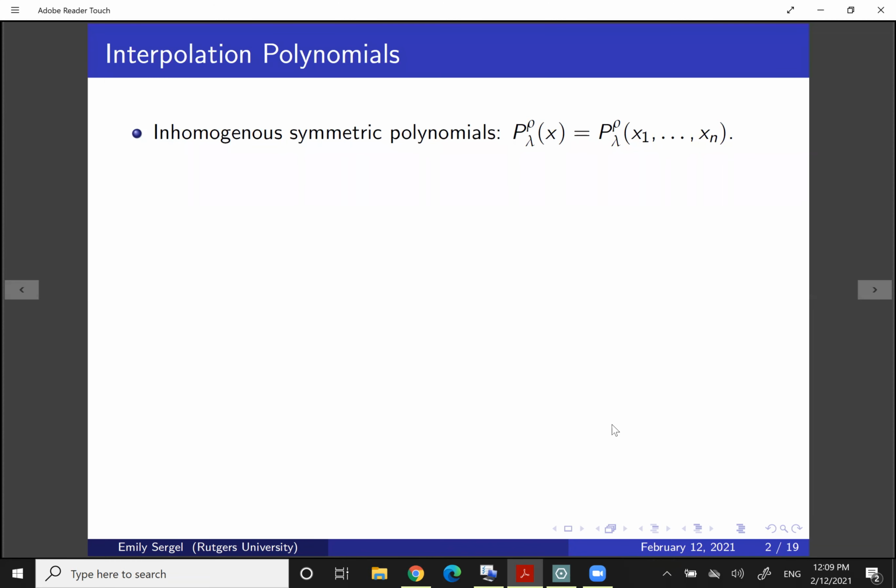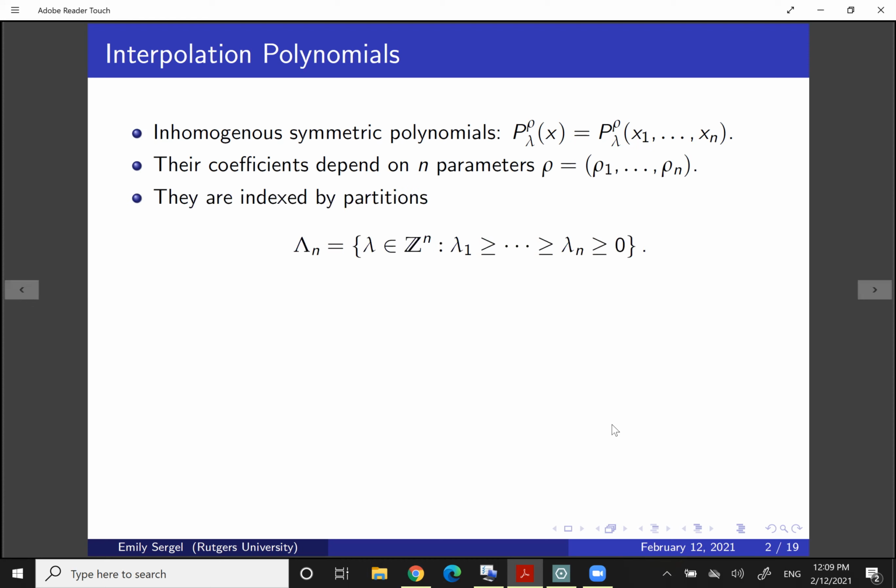Well, this is a family of inhomogeneous symmetric polynomials. And we have two sets of parameters. We have the n parameters up in the exponent there. That's called rho. We're usually going to have rho be a staircase shape, so n minus 1, n minus 2, and so on. And then we also have this index in the bottom, which is a partition. And this is going to end up being a basis for the ring of symmetric functions, hence we have one per.